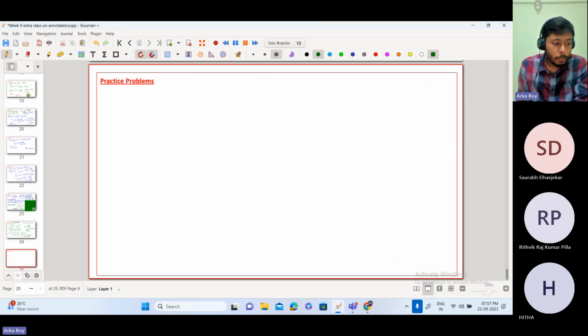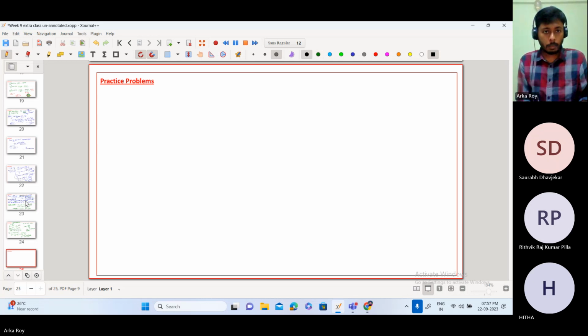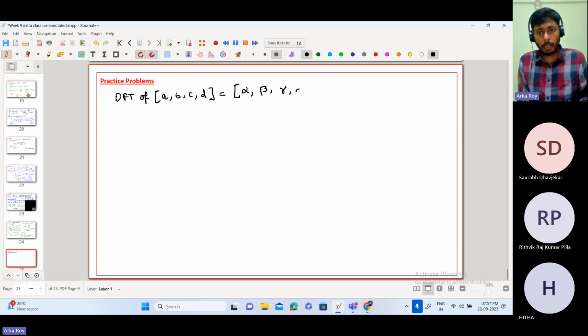Okay, now let us move to some questions on DFT. This is also a very good question. The DFT of a sequence A, B, C, D is equal to alpha, beta, gamma, and delta.